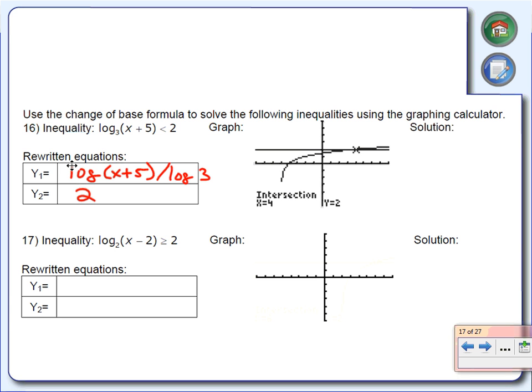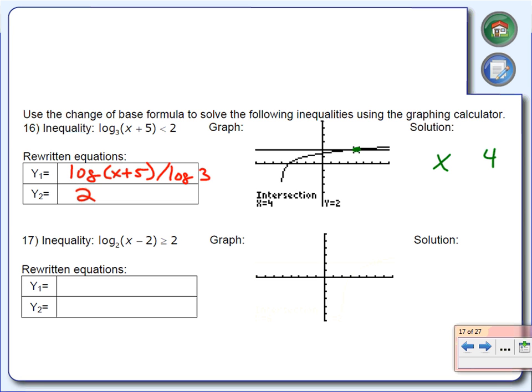And we should end up with something that looks like this here. Remember, I said that point of intersection was important. That's this point right here. And that point of intersection was at 4, 2. So part of my solution over here is x. And right now we're looking for the x value, so I'm concerned with just the 4, not the 2.